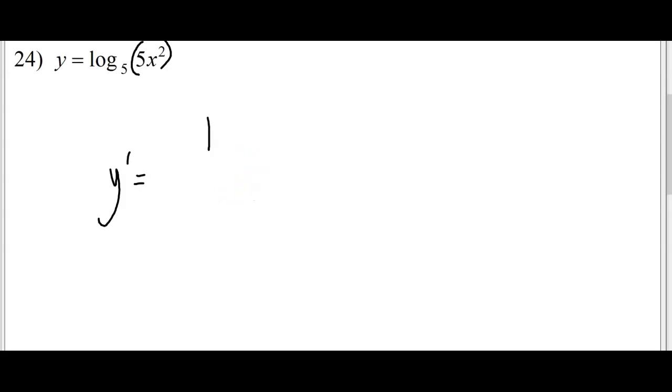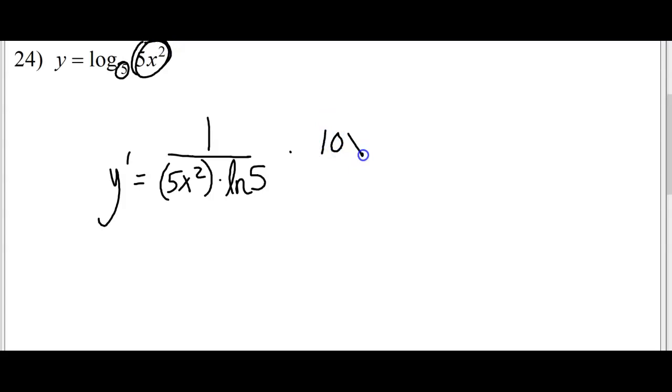Actually, I think I'm going to put that a little bit differently. 1 over the inside. I'm going to move it over here to this side. Multiplied by ln of whatever this number is. So in this case, it's 5. So that's the derivative of the outside. Now I'm going to multiply that by the derivative of the inside, 5x squared. That derivative would be 10x.